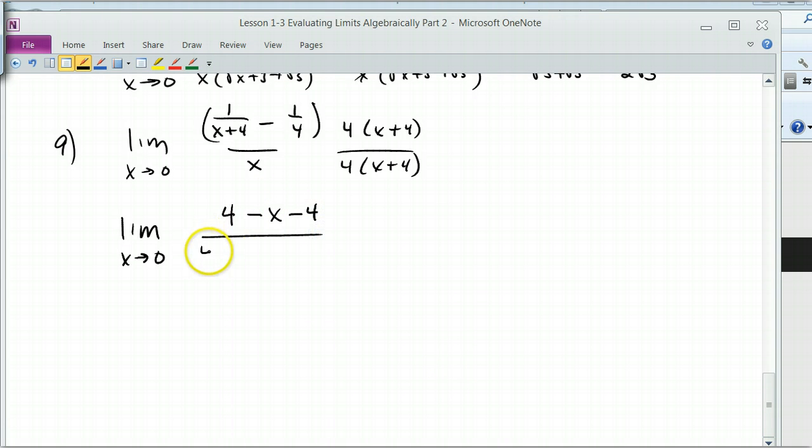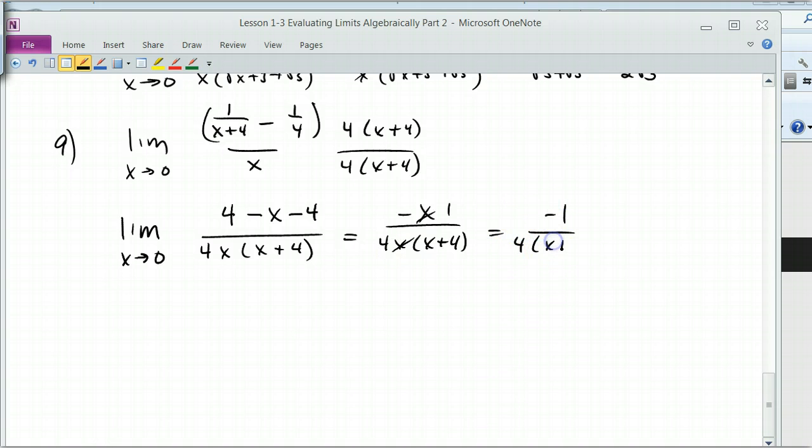Again, do not distribute the x or the 4 to x plus 4. Just rewrite it. Okay, so this is negative x over 4x times x plus 4. The x's cancel, and I have negative 1 over 4 times x plus 4. Substitute in x equals 0, and I have negative 1 over 16.